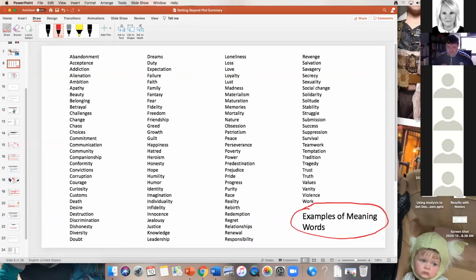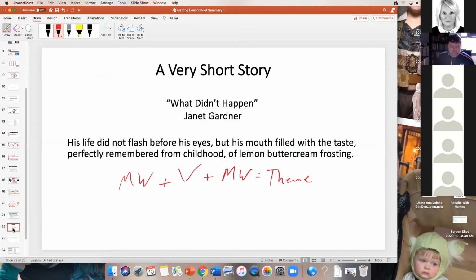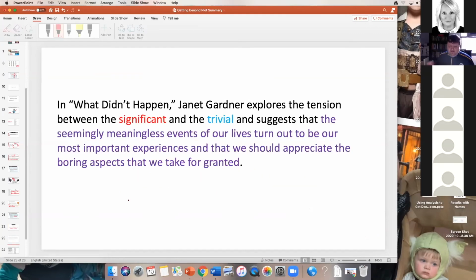You're getting it. See, we have to deal with these sort of abstract ideas. Okay, let me show you. Here's what I wrote, just for reference. I said, in What Didn't Happen, Janet Garner explores the tension between the significant and the trivial. Those were my opposites. You can also do expectation and reality. What do we expect to be significant, like our big significant memories? What's the reality? Well, it's the little things. So I picked the significant and the trivial, and suggested that the seemingly meaningless events of our lives turn out to be our most important experiences, and that we should appreciate the boring aspects that we take for granted.